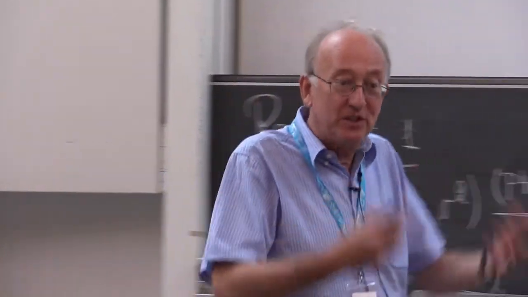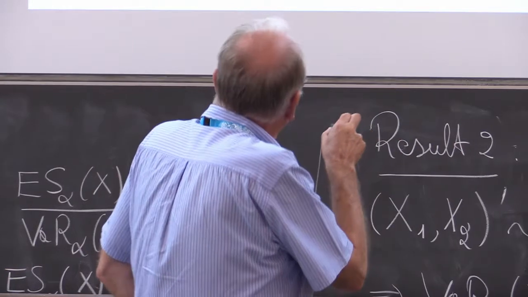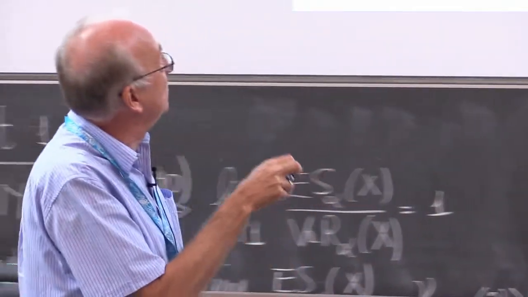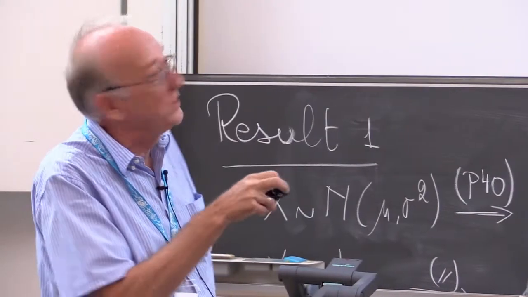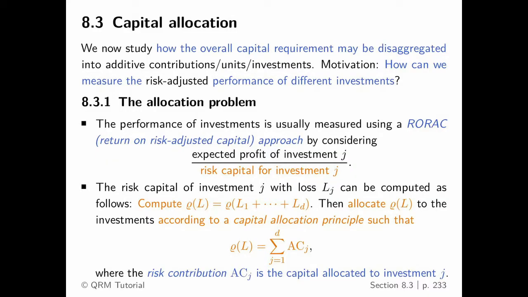We want to have risk-adjusted return on risk-adjusted capital. So now I want to look at expected profit of investments over risk capital of the investment. I'm happy that you take risk, but that you want to have a high return, but of course you have your risk. So how do we compensate for that?